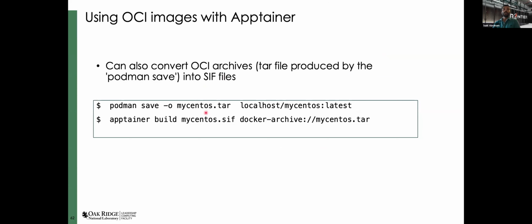And in addition to pulling images from a registry like quay.io, you can also take a tar file that has been stored locally. You can run podman save in order to convert a Podman image into a tar file, and then Apptainer can take that tar file and run apptainer build to produce a CIF file by specifying the docker-archive protocol and then the name of the tar file, and that will actually create a working CIF file.